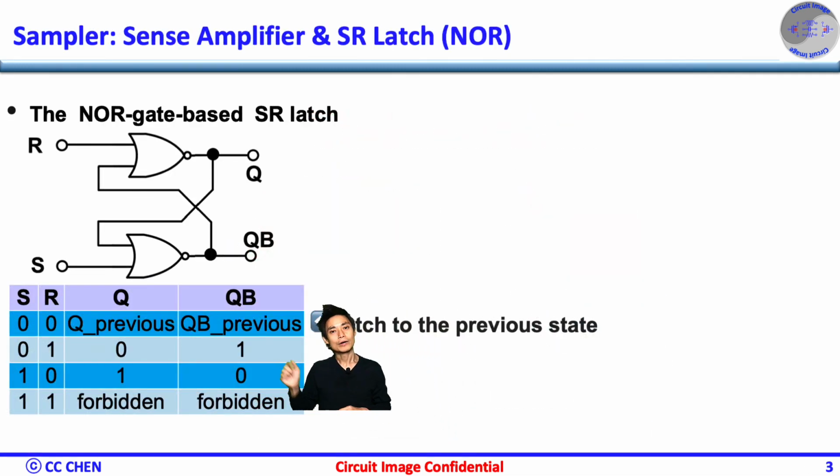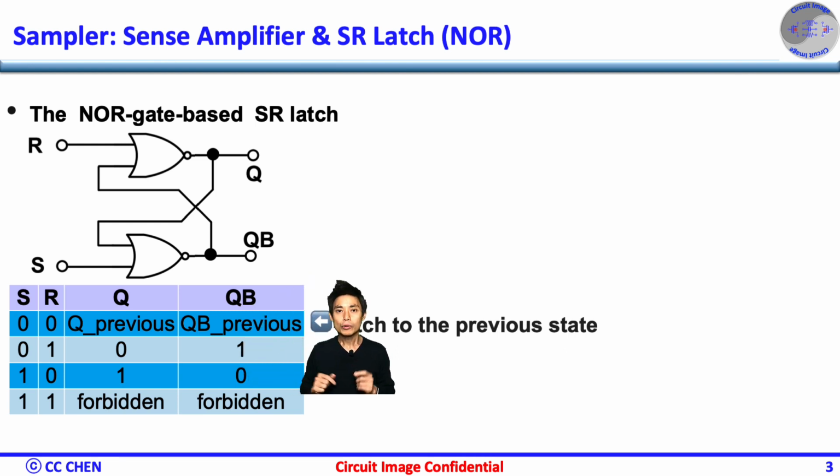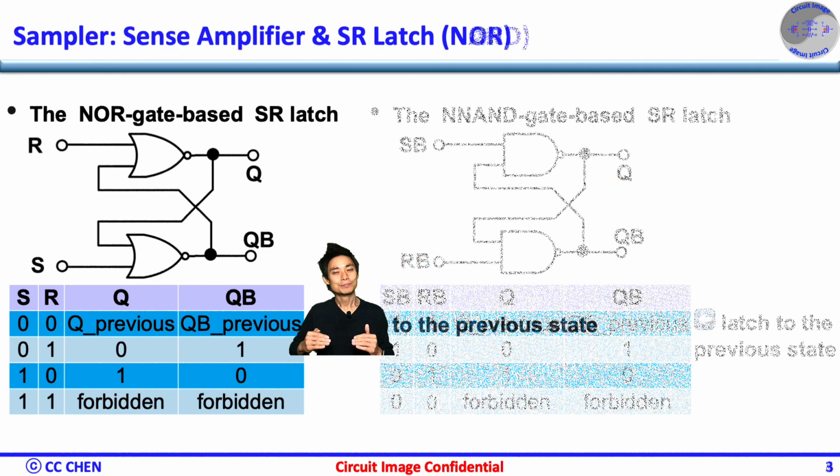Correct. From Digital Logic 101, you should remember the truth table of the SR latch may latch to the previous state if both inputs are 0. Also, the output Q will follow the input S, and the output Q bar will follow the input R, while Q bar is an inversion of Q. Therefore, this NOR gate based SR latch won't meet our needs, since the StrongARM latch requires to latch to the previous state if both inputs are 1, not 0.